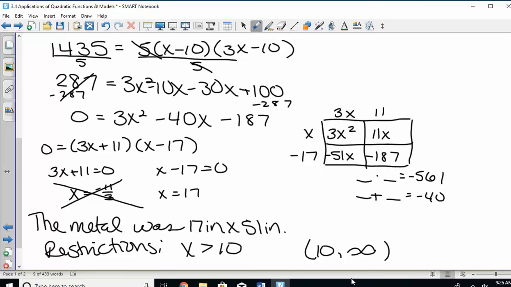Really just ask that question about the restrictions to make sure you're aware of what would be a reasonable answer and what would not. I couldn't say it was originally only 7 inches wide because then I could not cut 5 inches off each side. So it's got to be bigger than 10 for me to be able to do that.